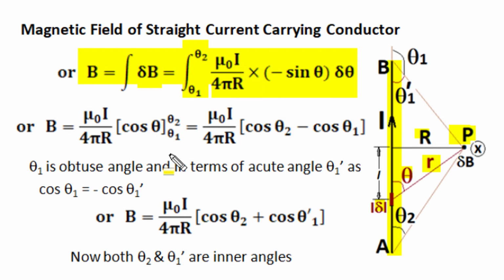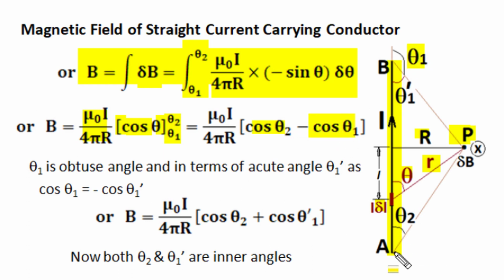Now mu 0, I, 4 pi and R are all constant, so they come out of the integration, and the sin theta integration is minus cos theta, and with this minus it becomes plus cos theta. These limits are taken outside of this big bracket, and in place of this variable theta, first the acute angle theta 2 is placed, and then with a sign change the obtuse angle limit theta 1 is taken.